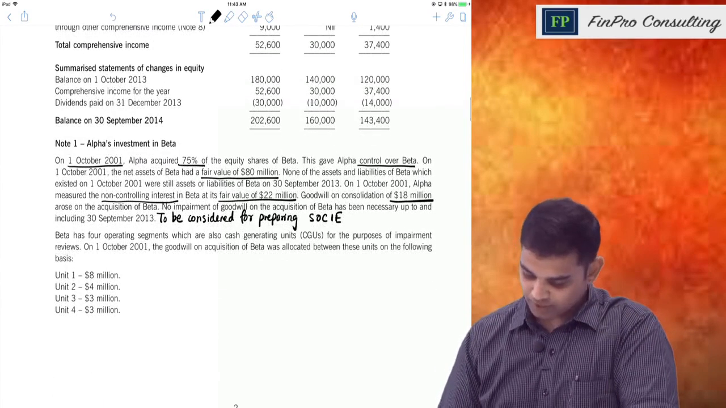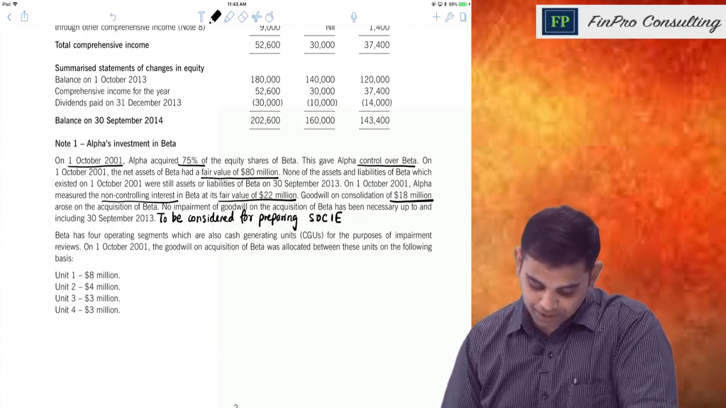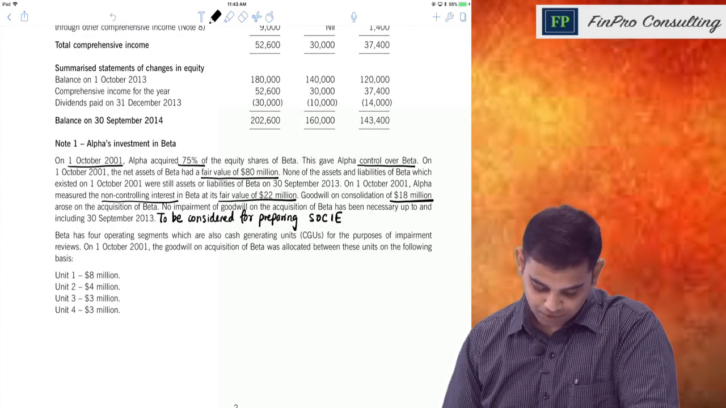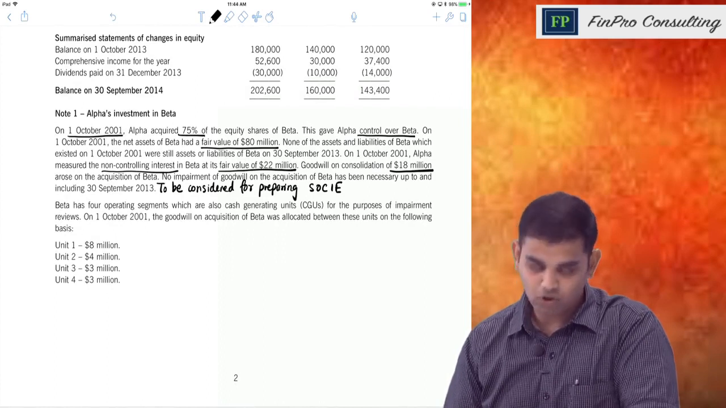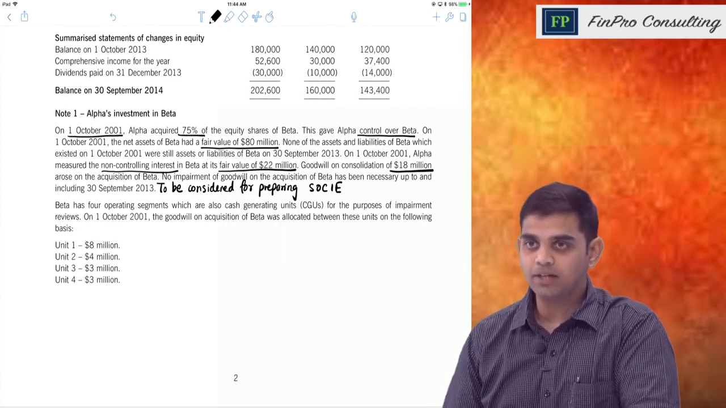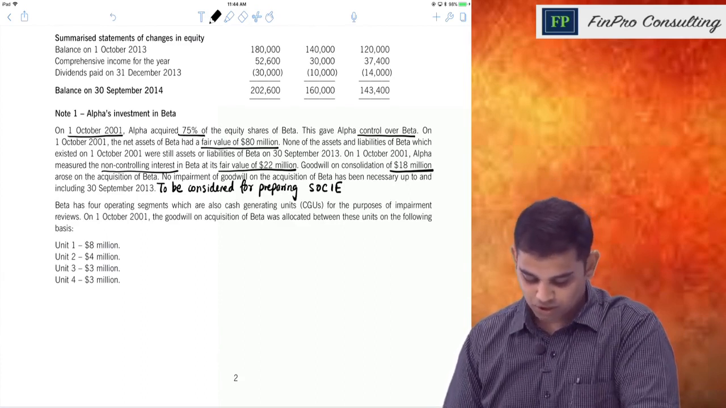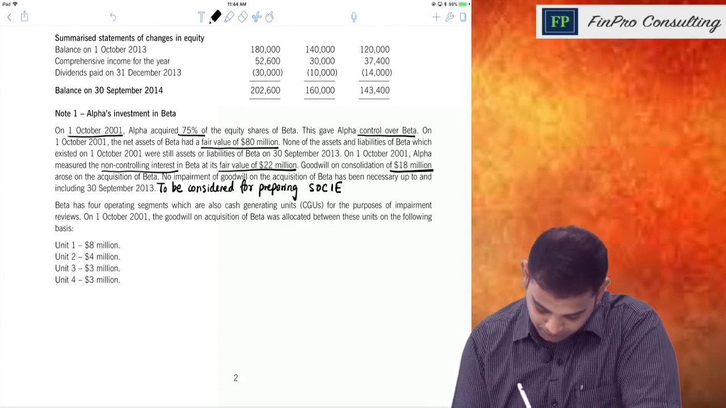Now let us look at whether impairment is required in the current year. Beta has 4 operating segments which are also cash generating units for the purpose of impairment reviews. On 1st October 2001, the goodwill on acquisition of Beta was allocated between these units on the following basis. So that 18 million which is calculated is divided in units 1, 2, 3, 4 as 8, 4, 3 and 3, right? So this is 18 million.